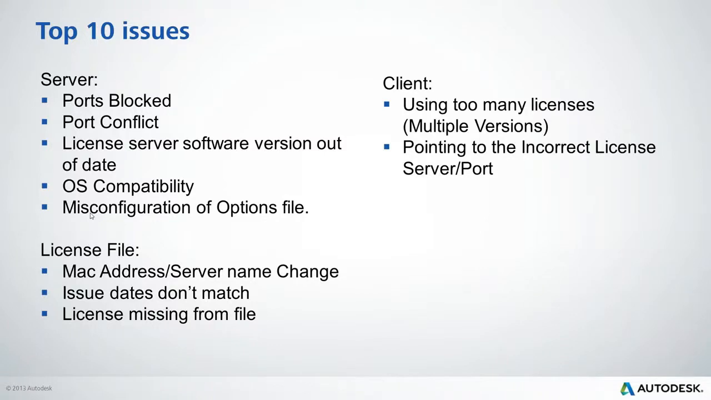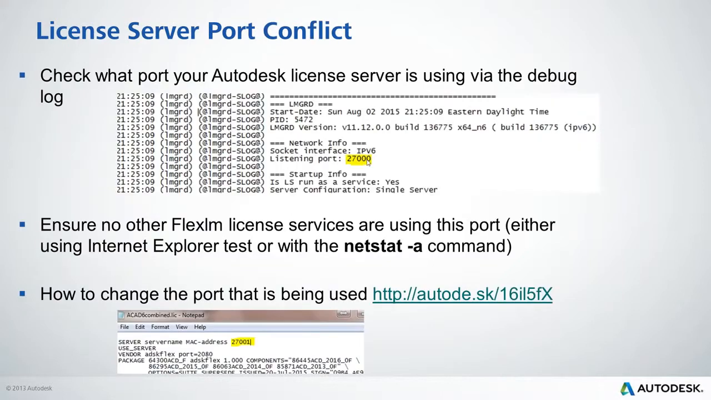Okay, so what are the top issues that we receive from our customers on the server side? The ports are blocked. The network administrator has blocked the port range 27,000 to 27,009. We'll need to allow those ports to go through, or if they absolutely cannot use port 27,000 to 27,009, you have to manually change the server license file so it uses a different port.